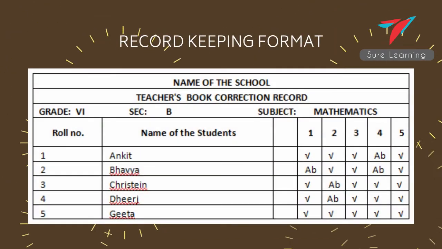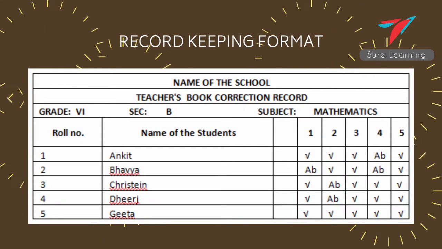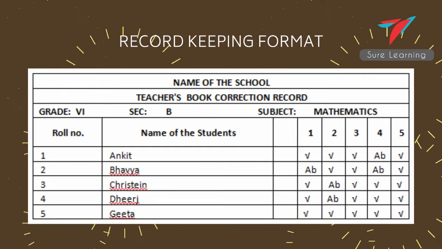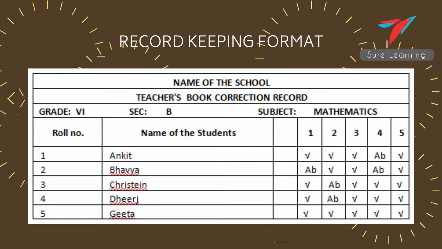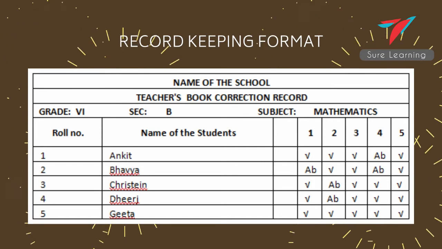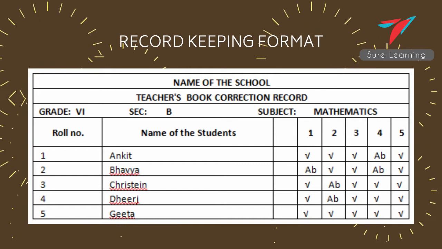Have a look at this record. Here, the teacher has mentioned her grade, section and subject, followed by the roll number and names of the students, wherein she mentioned a tick if the notebook was corrected and AB if the student was absent.